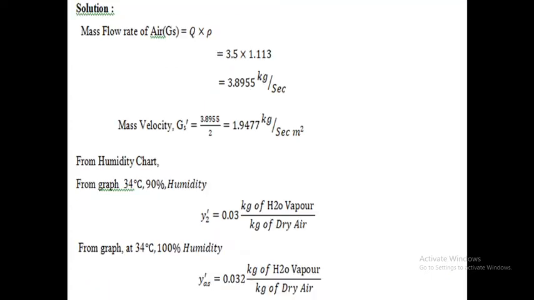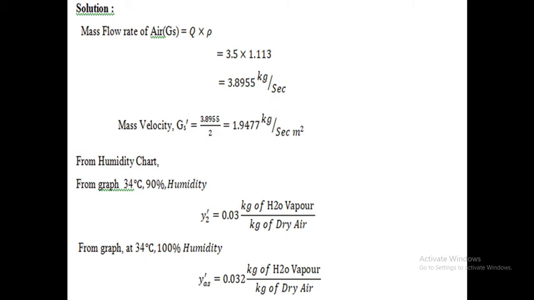Solution part: the mass flow rate of air Gs is equal to volumetric flow rate times density. Both are given in our problem. Substitute these two values to find the mass flow rate, 3.8955 kg per second. Are you clear or not? Okay. Next we want the mass velocity Gs'. The formula is mass flow rate divided by area. Dividing these two values, we get mass velocity Gs' as 1.9477 kg per second square meter. Are you clear or not?